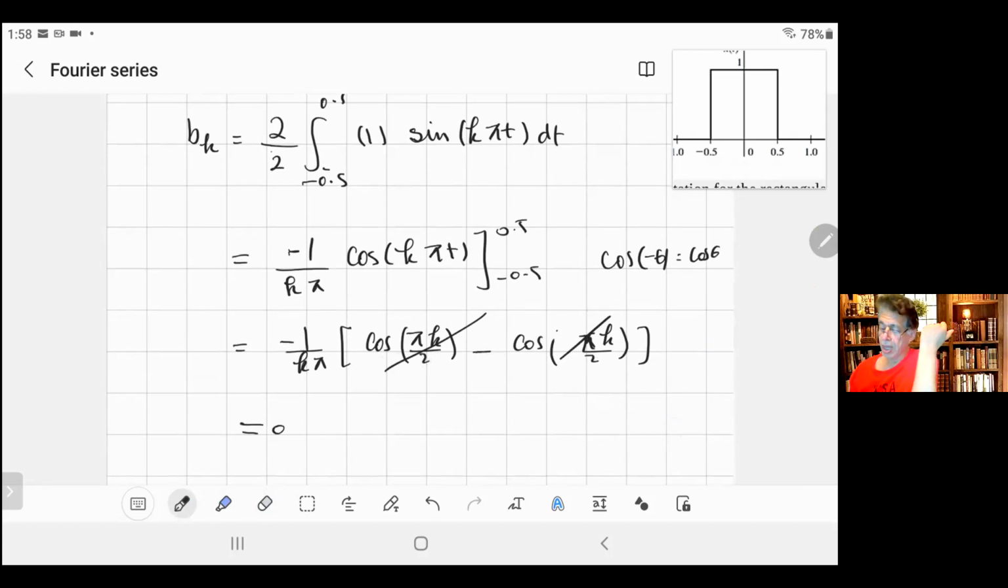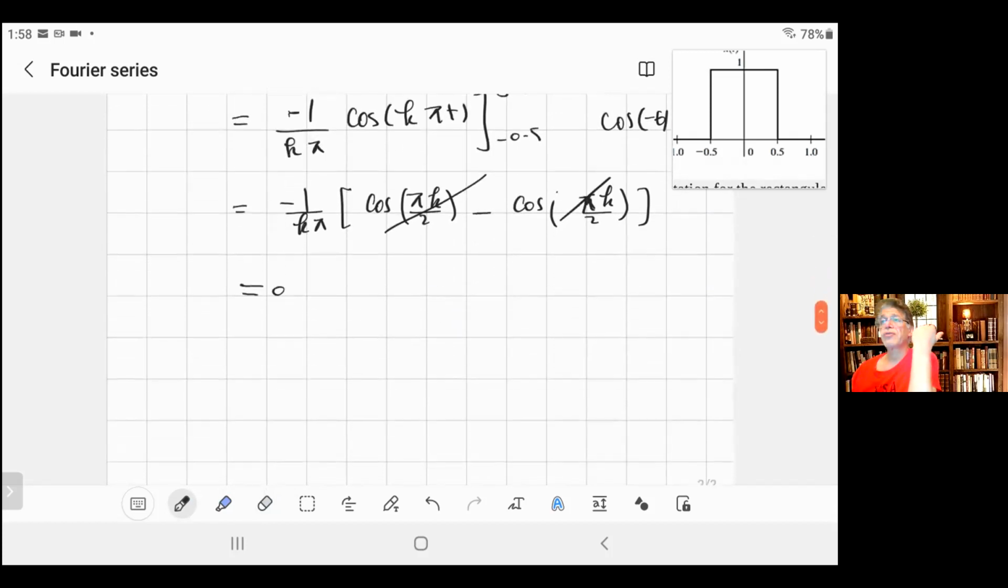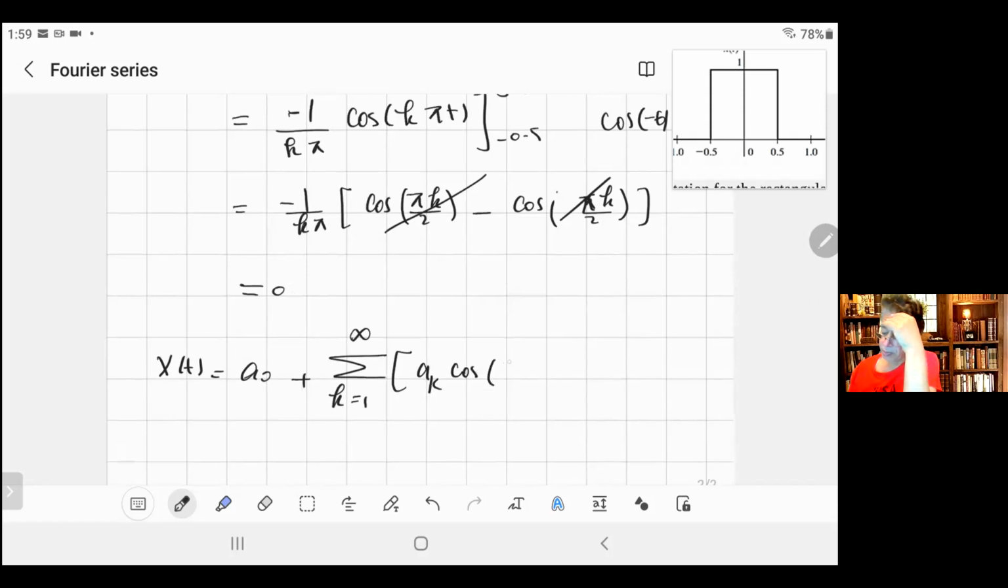What does it mean? It means when you write the expression, let me write the expression for the general term that I showed in the beginning. We say that x of t is equal to a naught plus sigma from k equals 1 to infinity of ak cosine k omega t, where omega is equal to pi, so k pi t, plus bk sine k pi t. That's the series.